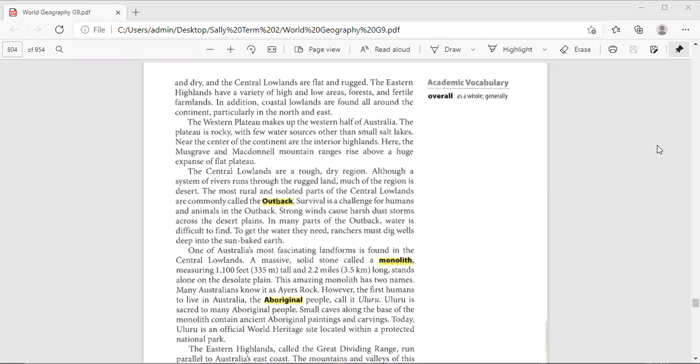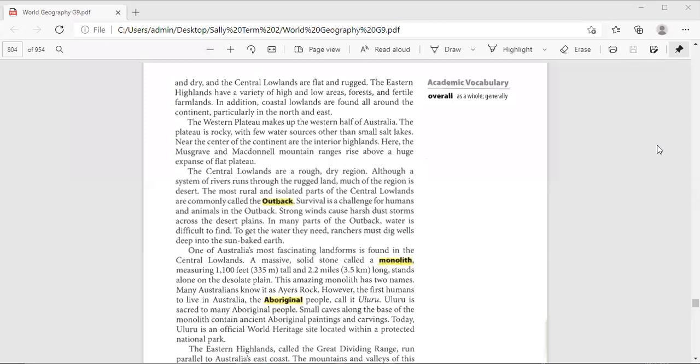Who can tell me what the most important landforms are, or what important thing happens there? Hannah Hani, go ahead. Tell me about the central lowlands. The central lowlands have a dry region, although they have rivers and a strong system of rivers. The region is a desert and it is kind of isolated.